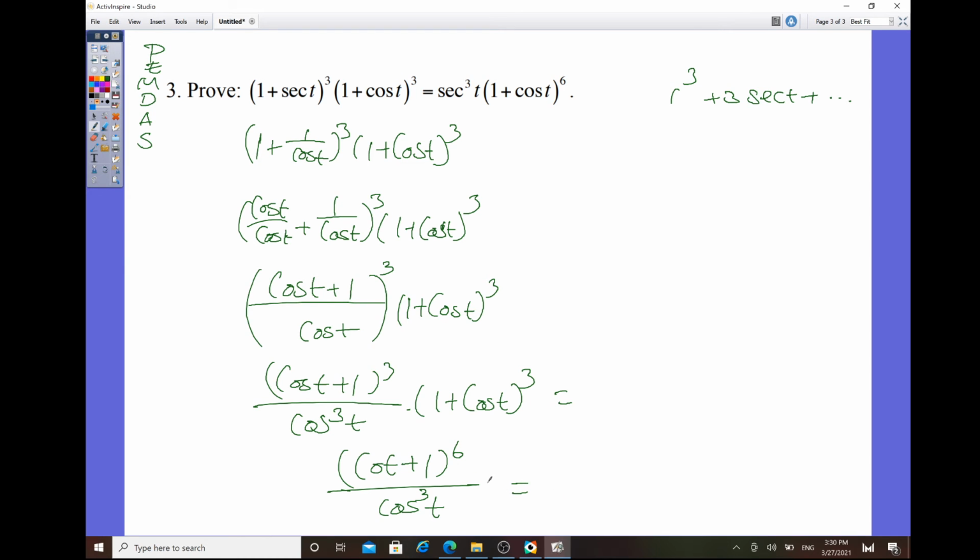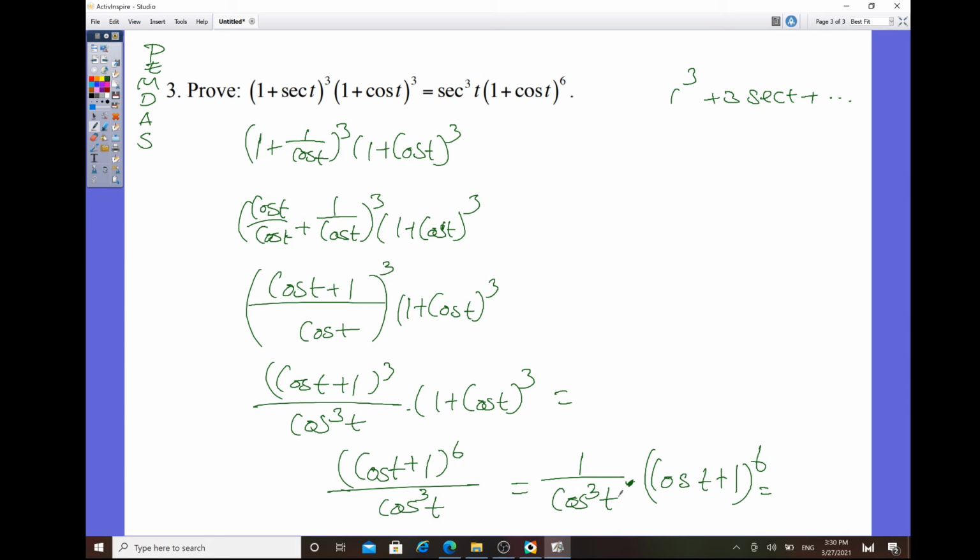And then what we can do here, we can split it. So this one can be separated like this, 1 over cosine of t to the power of 3 times cosine, not cotangent. Excuse me, it's supposed to be cosine right here. Cosine of t plus 1. So basically what I'm doing here, I just want to split it. So 1 over cosine of t, quantity to the power of 3, times cosine of t plus 1, quantity to the power of 6.